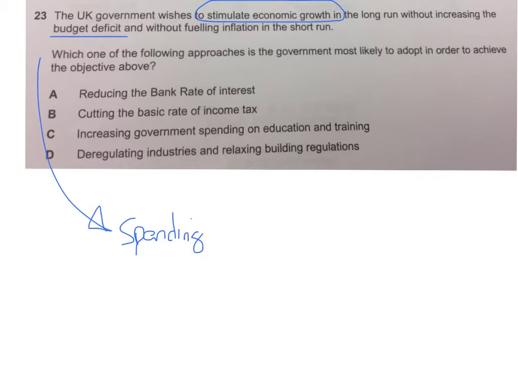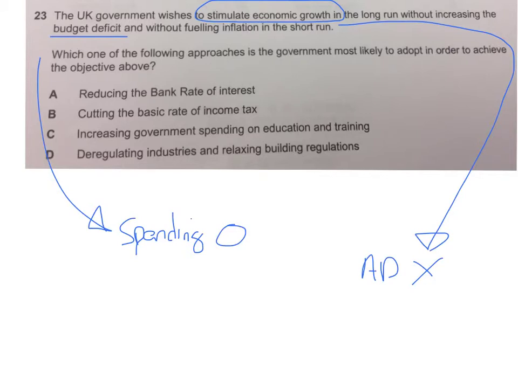And secondly, they don't want to cause inflation in the short run. So they can't do any AD policies, because AD policies will cause inflation in the short run. Yes, they'll work in the long run because of the accelerator effect, but in the short run, they won't work. So these two policies we can't do.